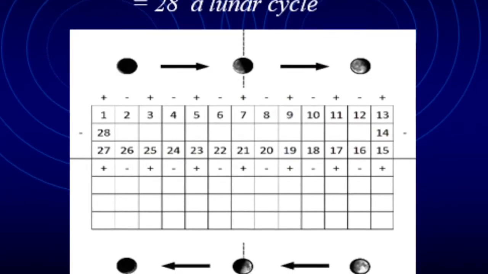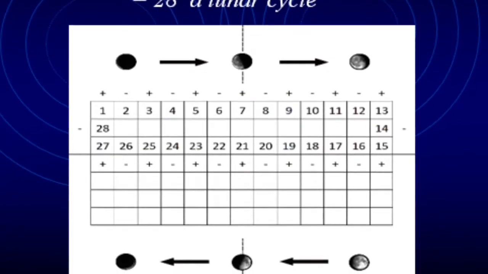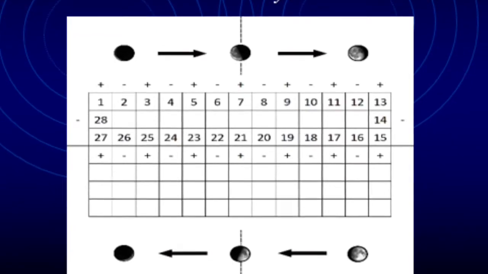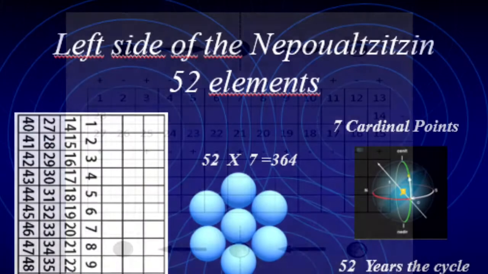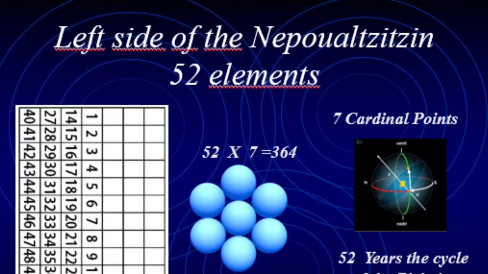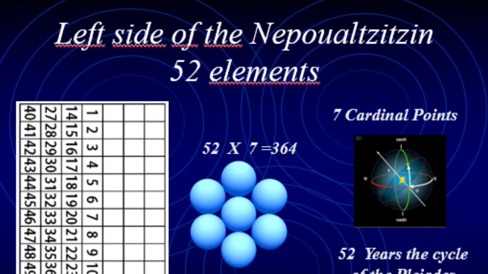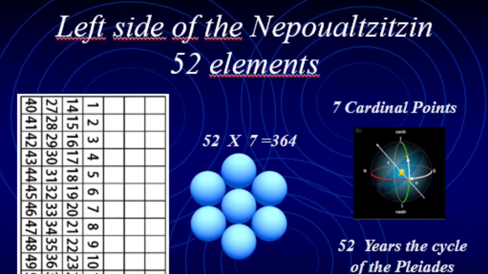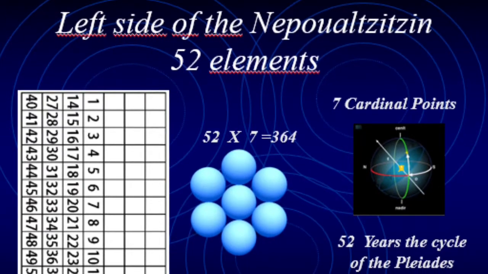So this represents the full cycle of the moon from the new moon, the crescent, the full moon, and the waning moon. Now, let's go to the left side of the Nepoualtzitzin, which has 52 elements that now you're familiar with. That is the cycle of the Pleiades.